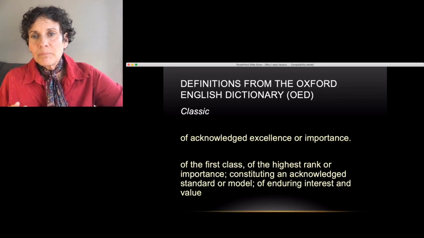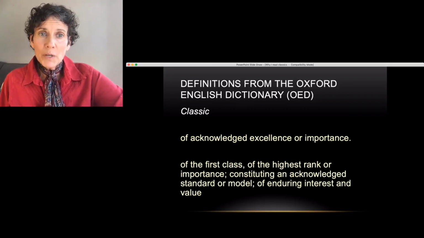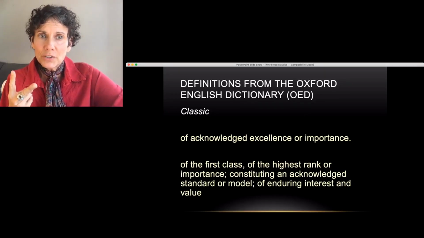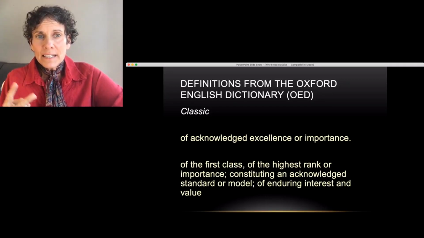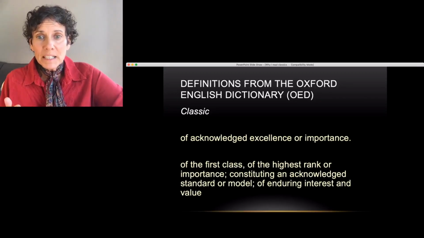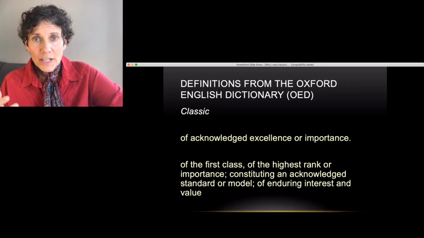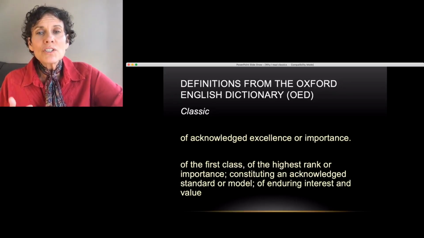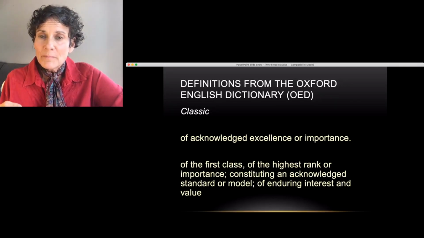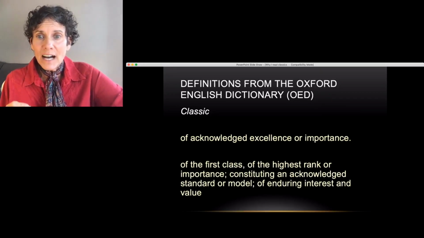So, classic means or has been used in the following ways by humans: of acknowledged excellence or importance. So now we're seeing two key terms that will come back again and again in terms of classics: excellence and importance. And we can ask ourselves what we mean by that, but that's a beginning place. And hopefully what is meant by that becomes clearer with the other definitions that we'll see. Second, of the first class of the highest rank or importance, constituting an acknowledged standard or model of enduring interest and value.